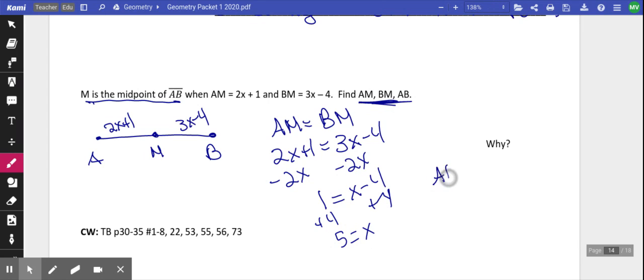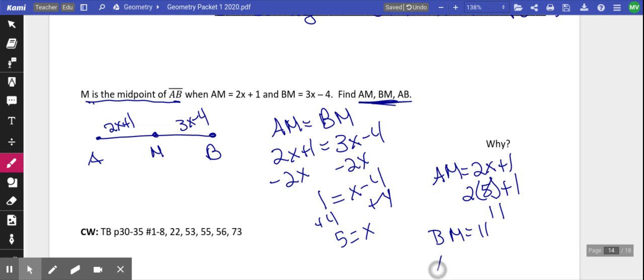Now I need to find all the things. So AM is 2x plus 1. I substitute 5 in, so that's 2 times 5 plus 1. It gives me 11. BM also equals 11 because they're equal. And that means AB equals twice 11, or 22, and that's because the midpoint breaks it in half.